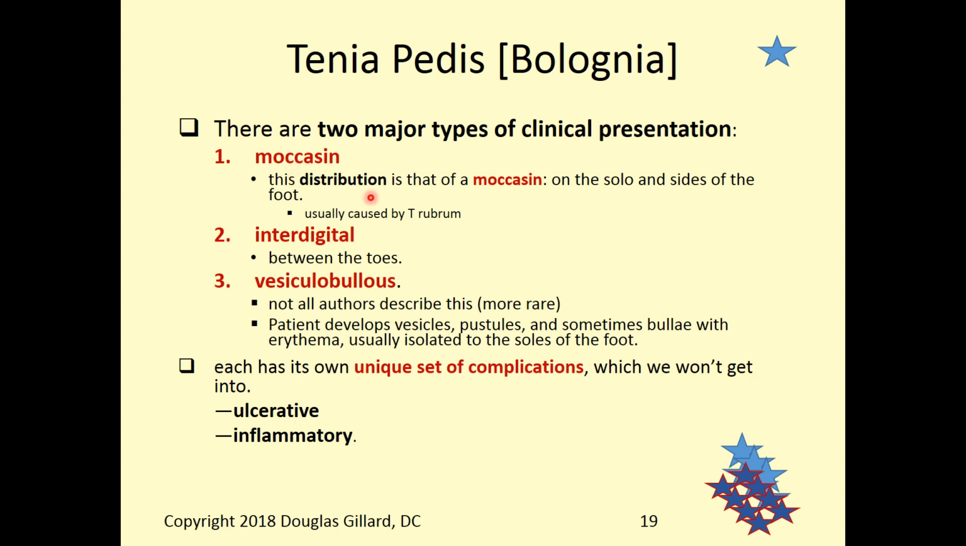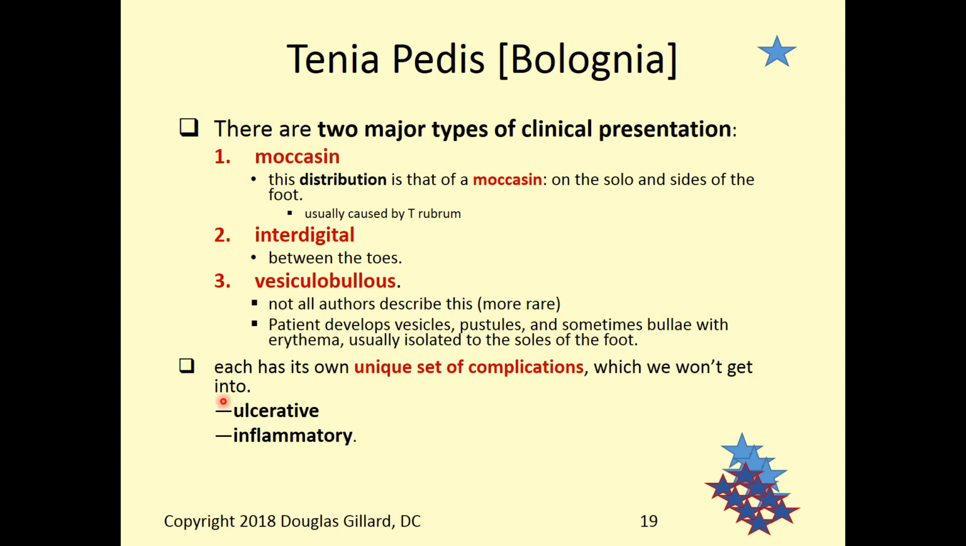Moccasin, as we said, is caused by T. rubrum. Interdigital is right between the toes. And then this vesiculobullous type, not all authors talk about this, but there are some cases, we'll see one picture of it in a second, where patients, usually on the bottom of their foot, develop flat-out vesicles instead of scaly lesions, and pustules, and even bullae sometimes. So you have to differentiate it from other causes of eczema.